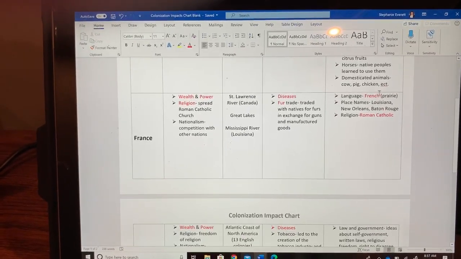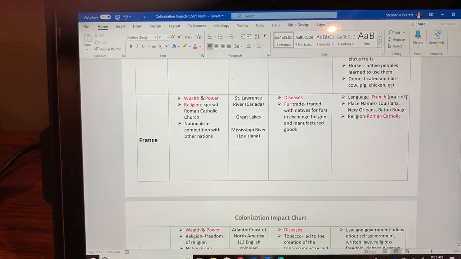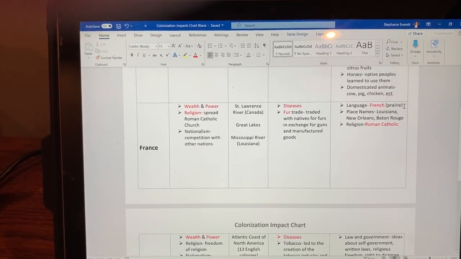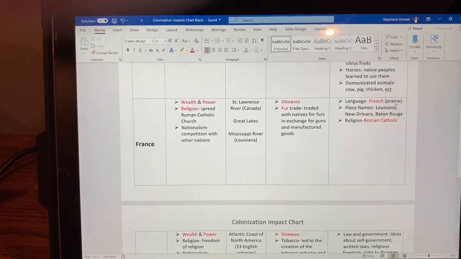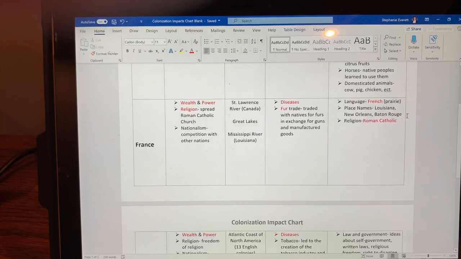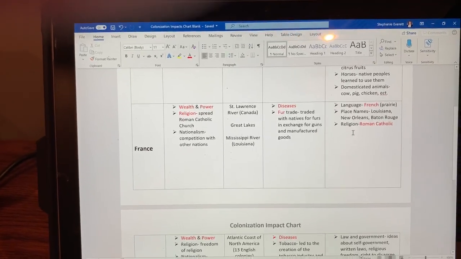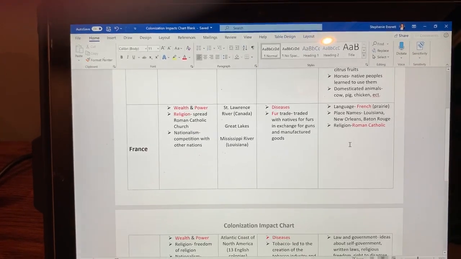So all government business in Canada is actually done in 2 languages. And if you've ever been to Canada, you've probably noticed that their signs and things are usually in 2 languages. Place names, you have Louisiana, New Orleans, Baton Rouge, which all are in that Louisiana region at the bottom, at the end of the Mississippi River. And then religion, once again, Roman Catholic.